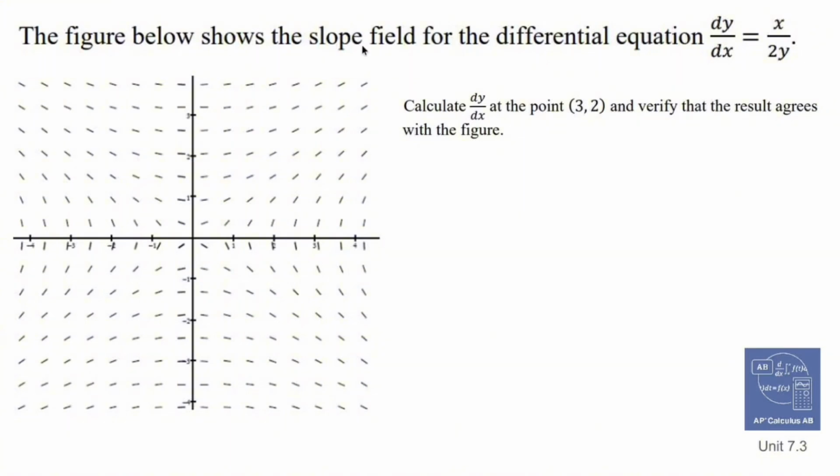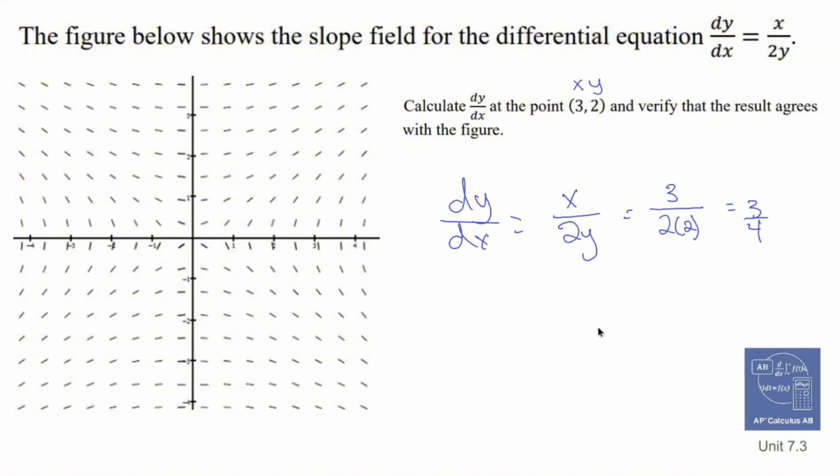The figure below shows the slope field for the differential equation dy/dx equals x over 2y. Calculate the derivative at the point (3, 2) and verify that the results agree with the figure. All right, so this is my point. We'll label x, we'll label y. That's my differential equation, dy/dx equals x over 2y. Let's replace that x with 3. Let's replace that y with 2, so we get 3 over 2 times 2, which is 3/4.